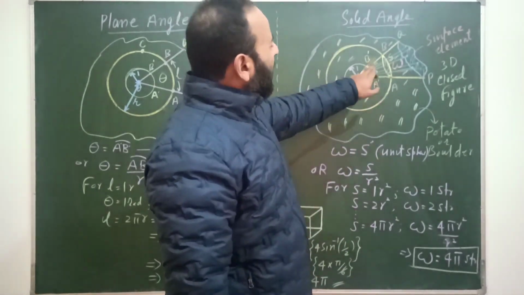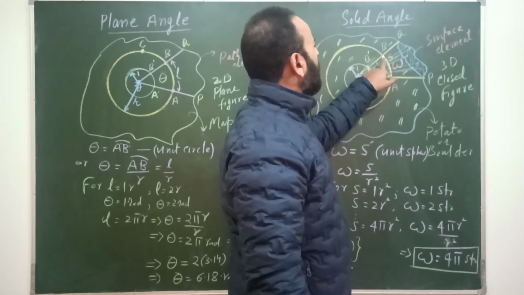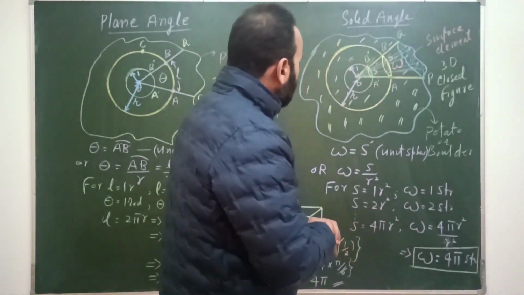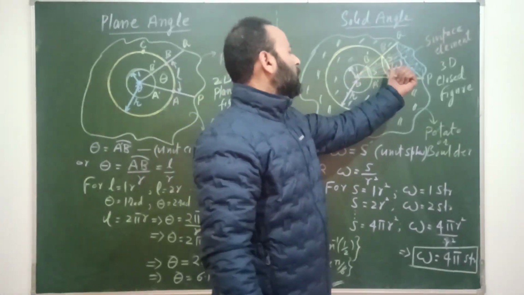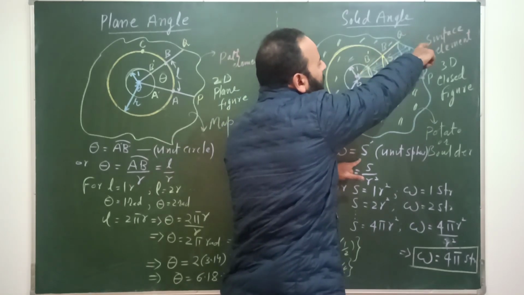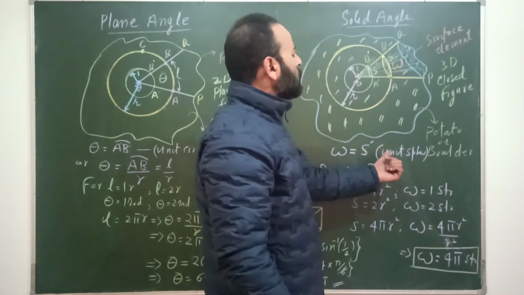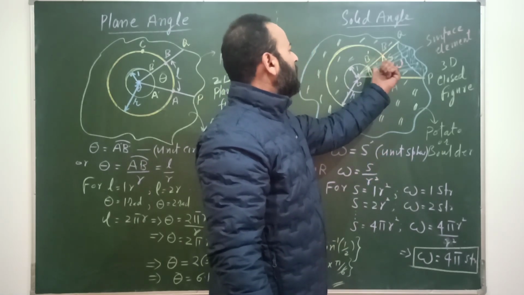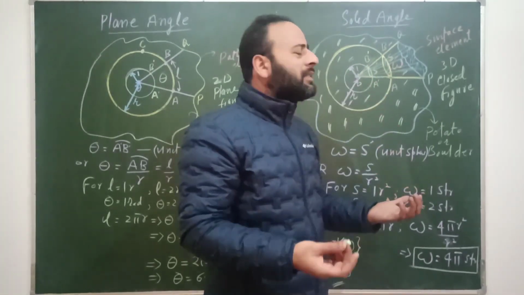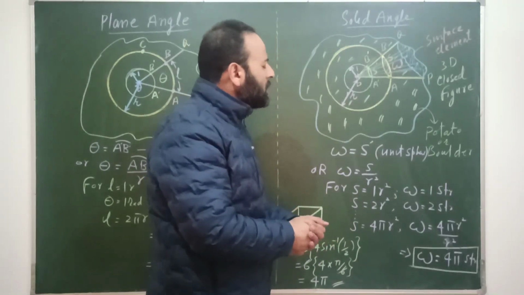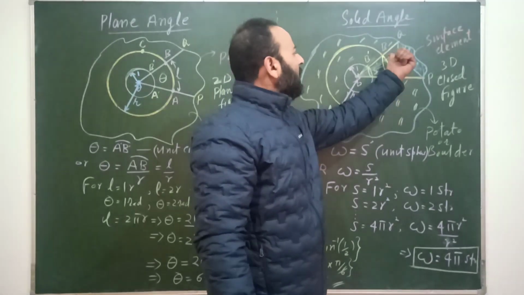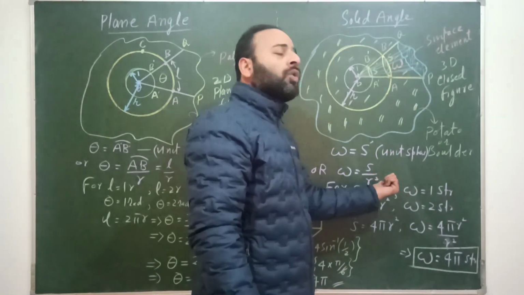Now, the cone formed here on this sphere or on this sphere is simply the solid angle. So we can say omega, which denotes the solid angle, is equal to S dash, that is the area intercepted by this surface element on the unit sphere. So this measurement of area on the unit sphere is the solid angle. Or, the definition of the solid angle is omega is equal to the area intercepted on the sphere divided by the square of the radius.